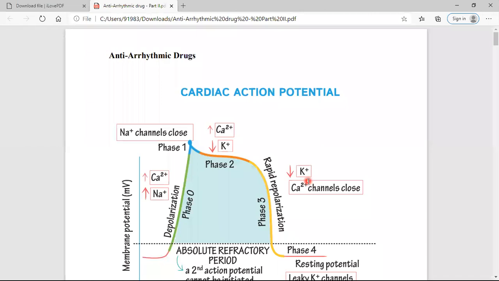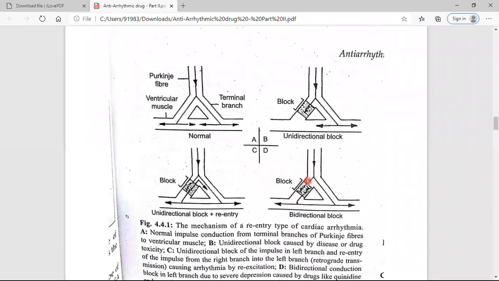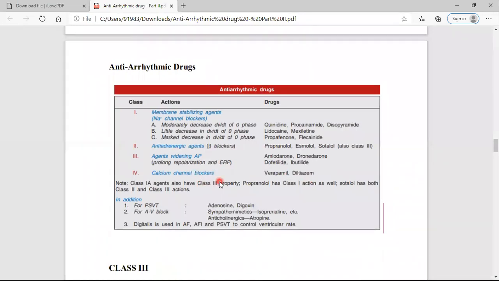So go through the cardiac arrhythmia before starting the antiarrhythmic drugs. In the previous lecture, we discussed class 1 and class 2, and today we discussed class 3 and class 4 antiarrhythmic drugs. For paroxysmal supraventricular tachycardia, you can use the drug adenosine and the drug digoxin. For AV block, you can use isoprenaline. For AV conduction, you can use the anticholinergic drug atropine.